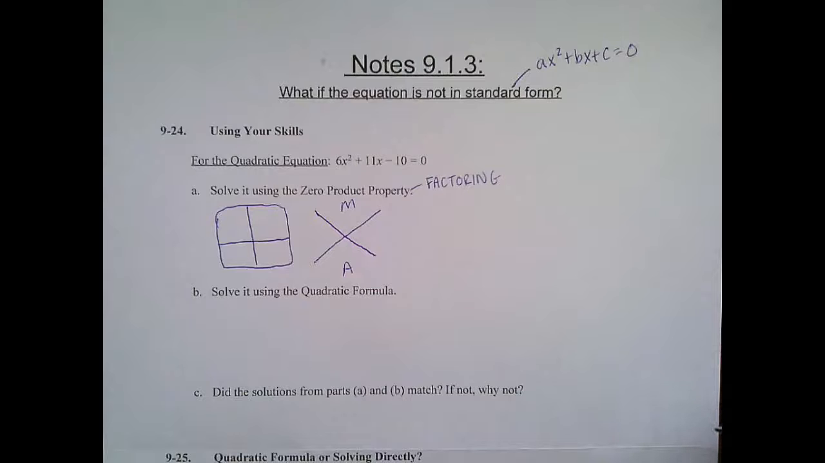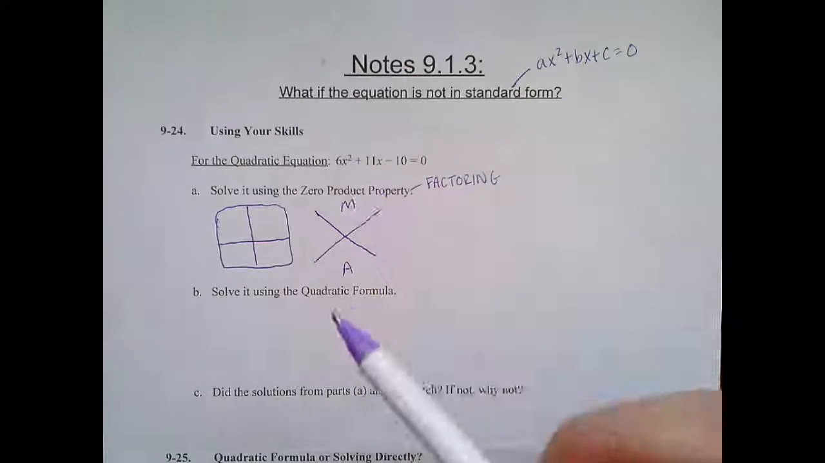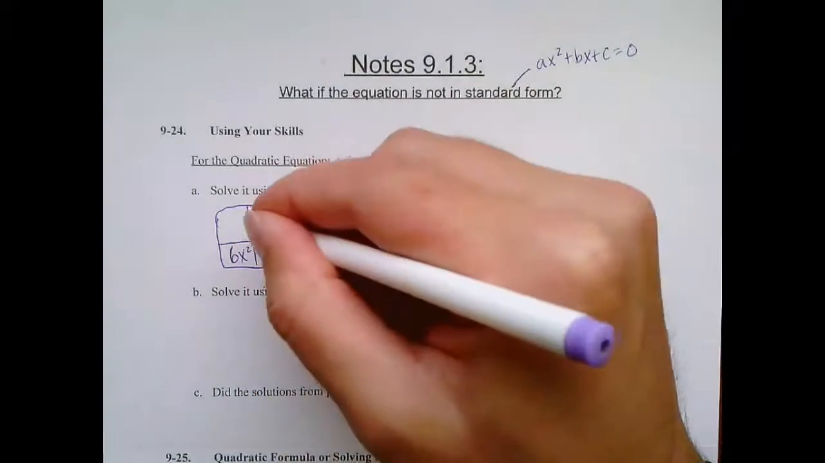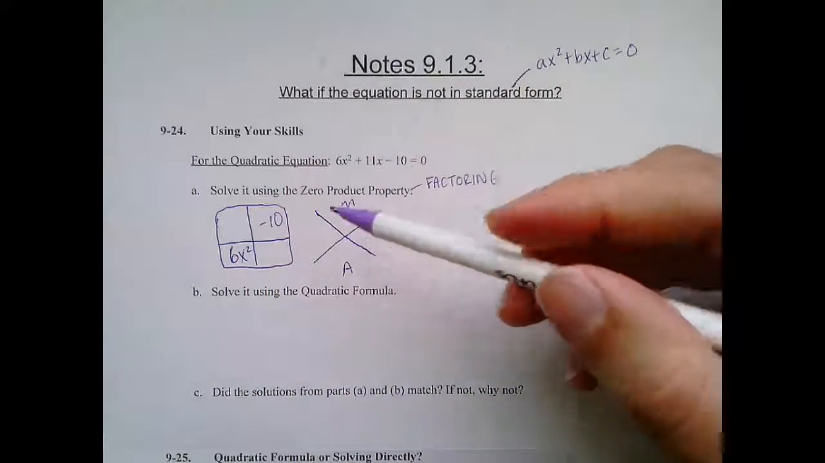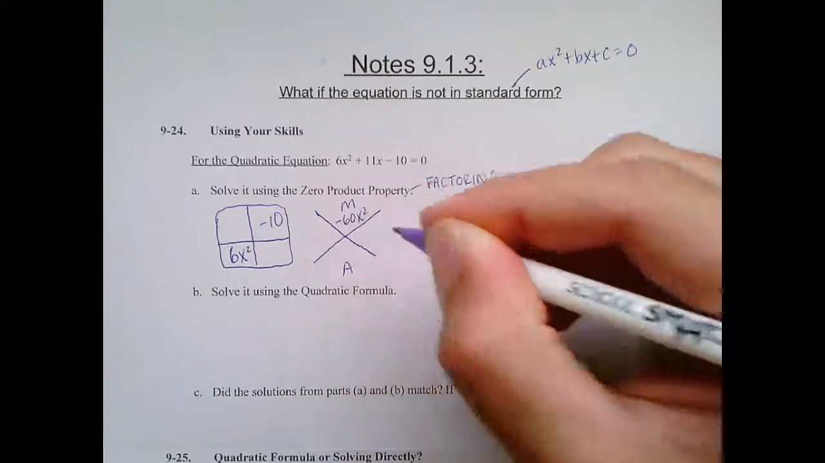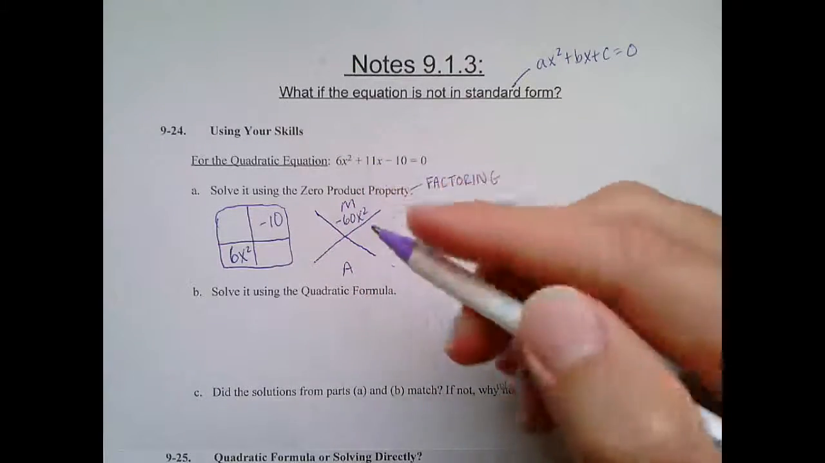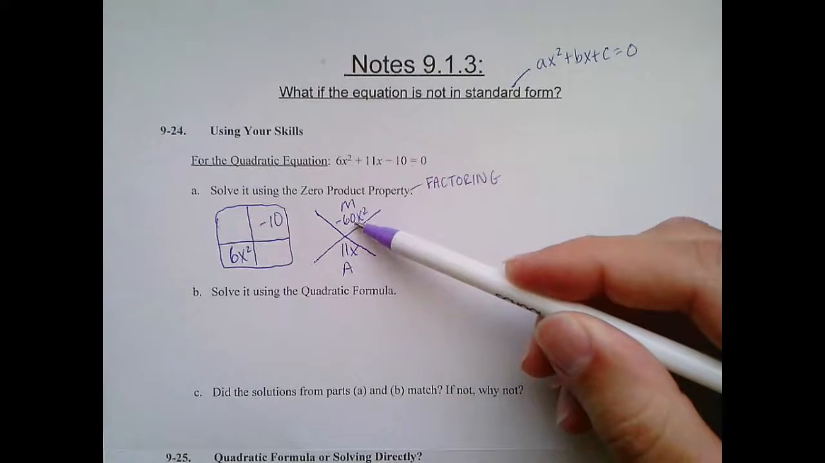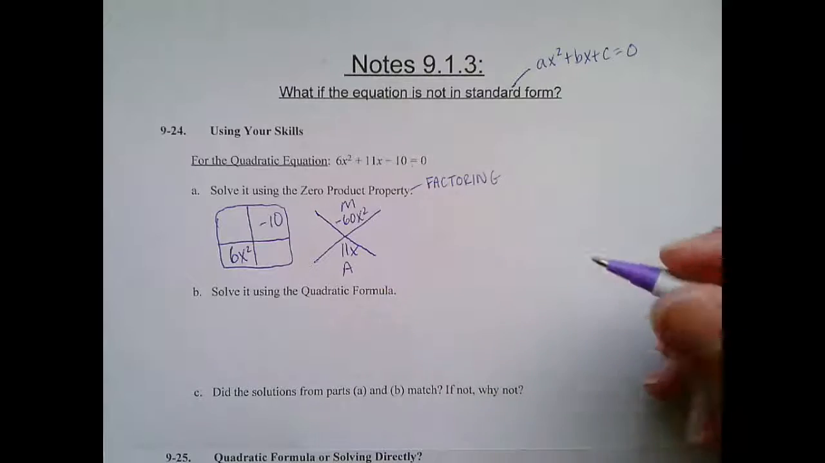So what goes on the bottom left of the box? Well, it's 6x squared. What goes in the top right of the box? It's the negative 10. How about the top of the x? 6x squared times negative 10 is negative 60x squared. What goes in the bottom, the middle term? This positive 11x. So now can I find two numbers that multiply to negative 60 and add up to 11?